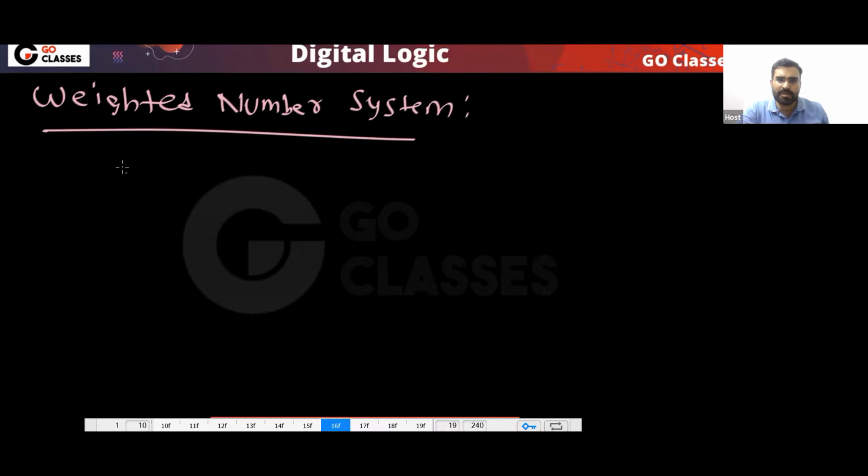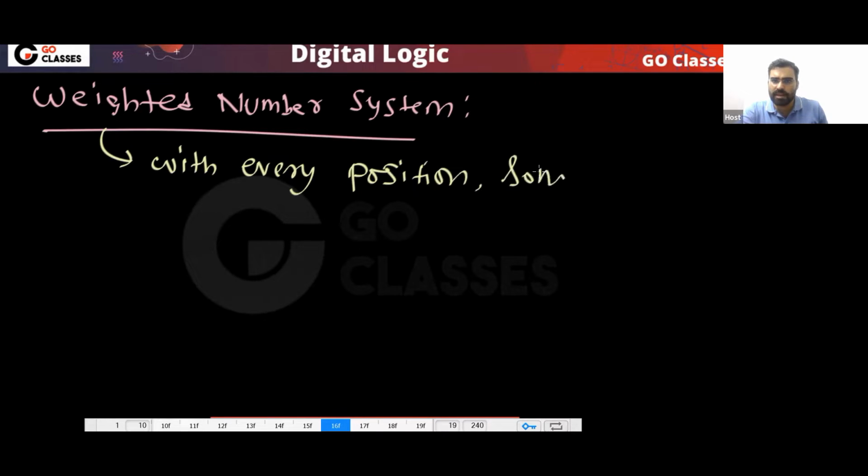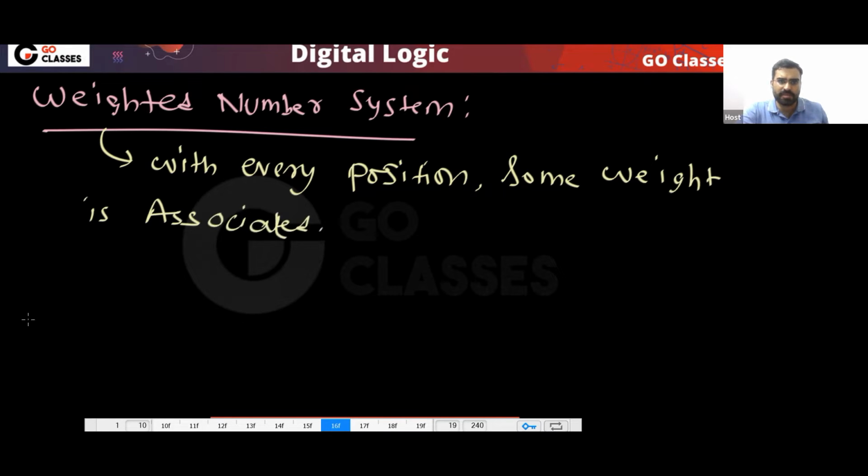Remember, in a weighted number system, with every position there is a weight. Weighted number system means with every position, some weight is associated. This is the definition of a weighted system, with whatever position you take.